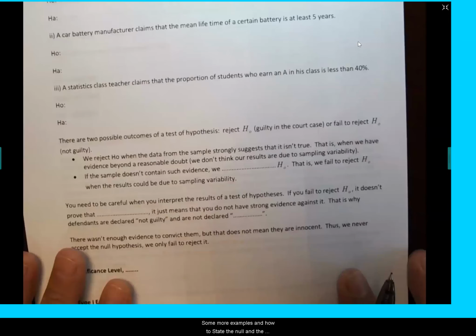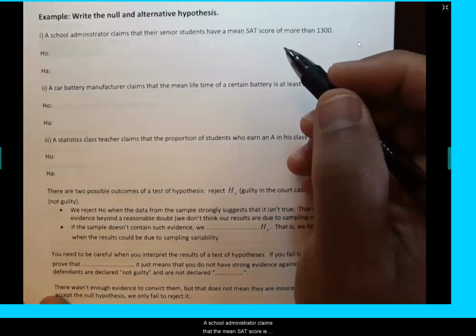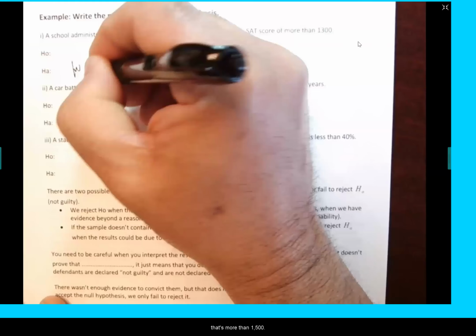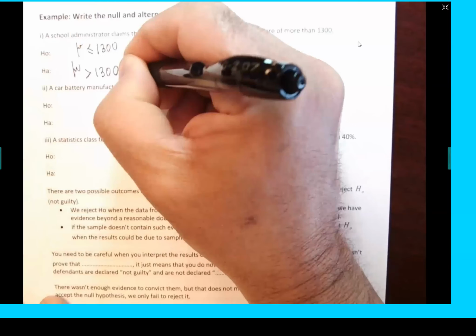Some more examples on how to state the null and the alternative hypothesis. A school administrator claimed that the mean SAT score is more than 1300. Would you guys agree with me that more than 1300 here? And this one will be less than or equal to 1300, and that's the claim.